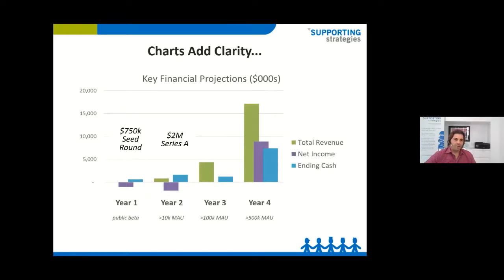This is additional context that shows what the business intends to accomplish over that time period. Release the public beta by year 1. Get 10,000 or more monthly active users by year 2, and so on. So that context adds clarity that tells the whole story around those numbers.